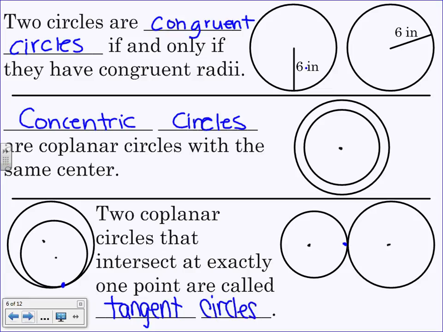Okay, and then for all intents and purposes, for those of you that care, when you have one circle that's inside another circle and they intersect at one point, these are called interior tangent circles. One circle is inside the other. So here, where the only point that they meet is where they touch one another, these would be exterior tangent circles.